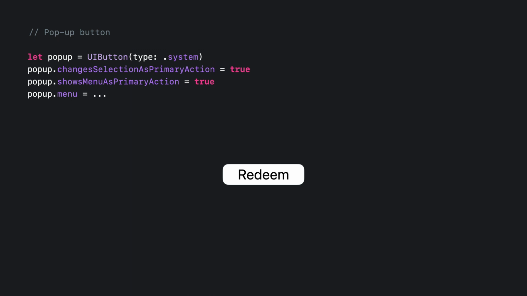For the pop-up button in the bottom left of the view that lets me select between Redeem, Cash Out, and Donate, there's no need to use the Button Configuration API. I'll just create a system button and set Changes Selection as primary action to true. Semantically, that's what a pop-up button does. Next, I want to set shows menu as primary action to true, because that is also semantically what a pop-up button does. But what gives?